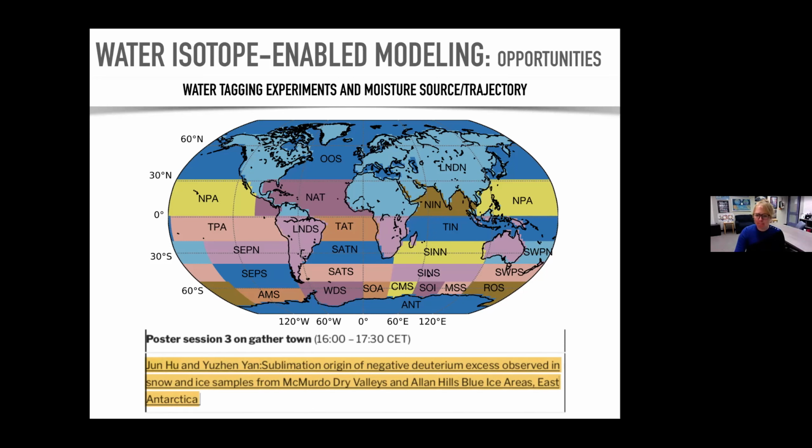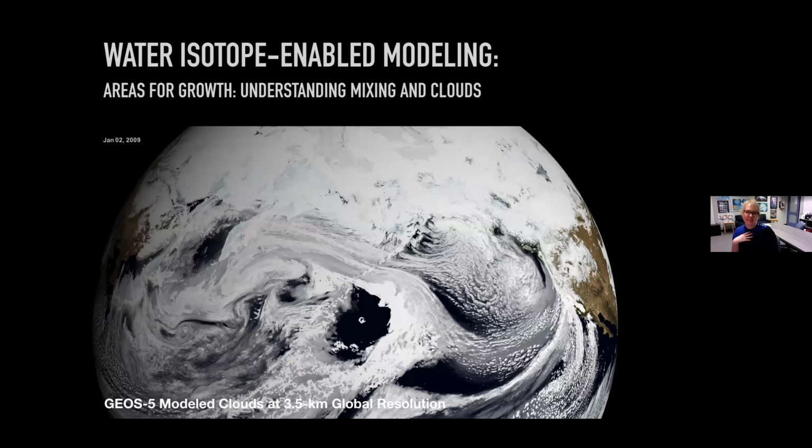Okay, we've seen many, many talks, and this is far outside my wheelhouse, on the understanding of mixing and cloud processes. And I think this is really a key area of growth where our field can use the tool that is water isotopes to really advance our understanding of everything from what David talked about yesterday, cloud microphysical processes, but also looking at large scale cloud cover.